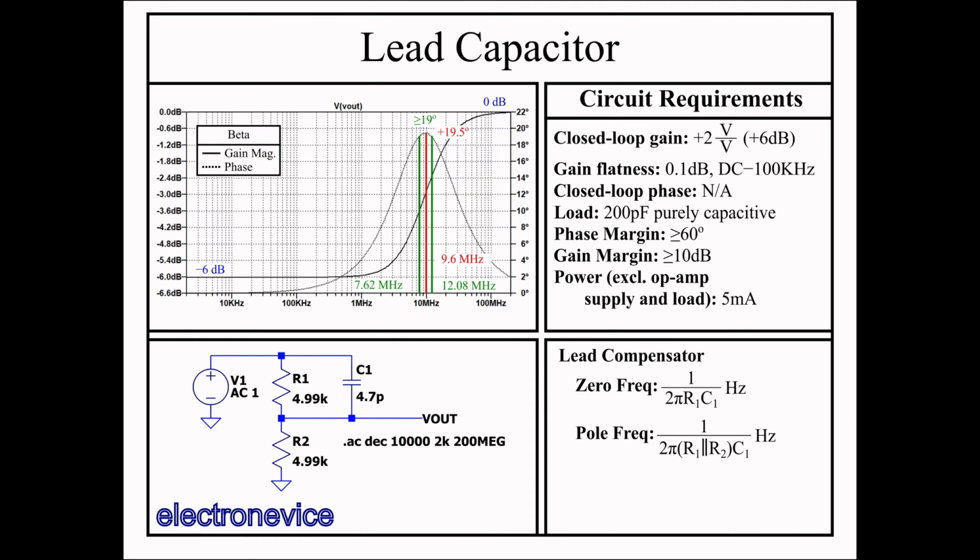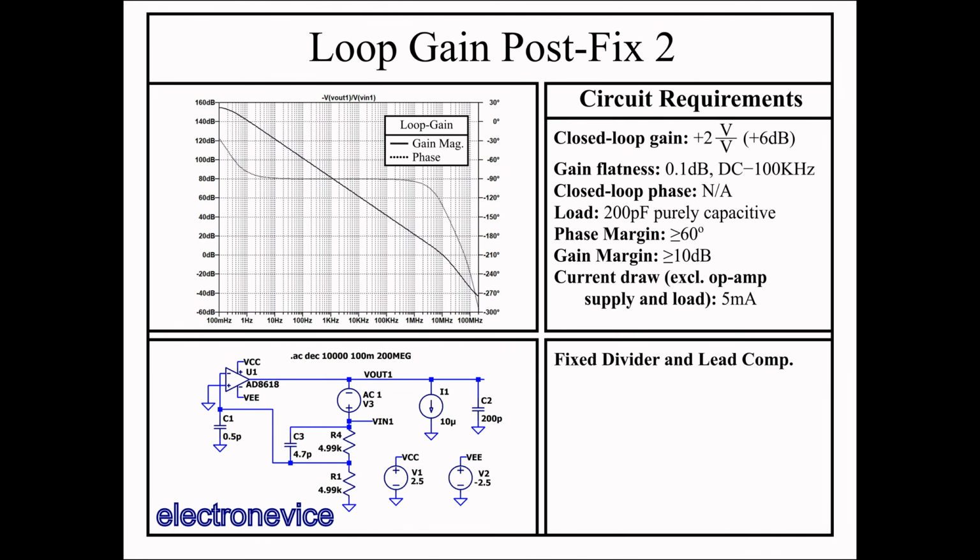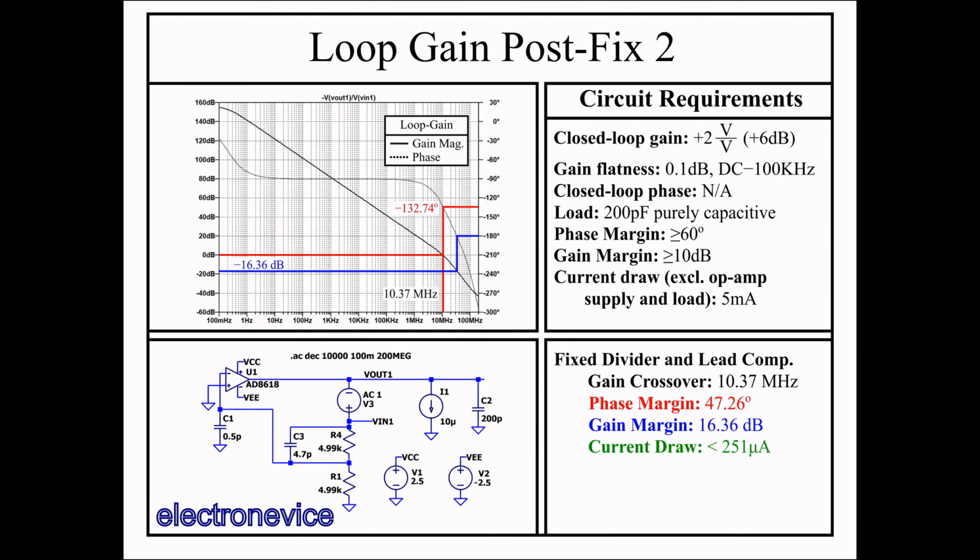So back to the overall circuit's loop gain. Now with this lead compensation installed, the gain crossover is now 10.37 MHz with 47.26 degrees of phase margin and 16.36 dB of gain margin. We still need about 14 degrees of additional phase margin to meet our 60-degree value.